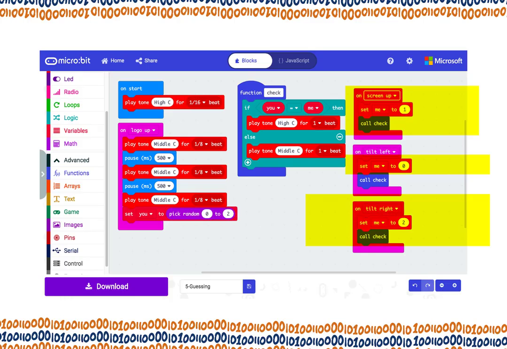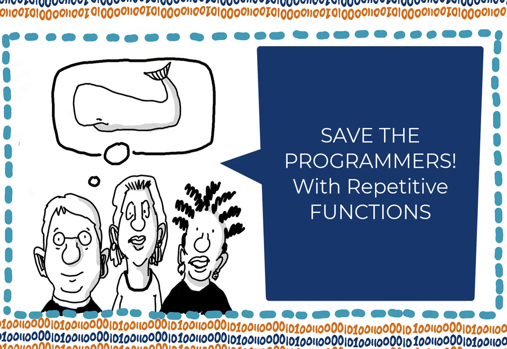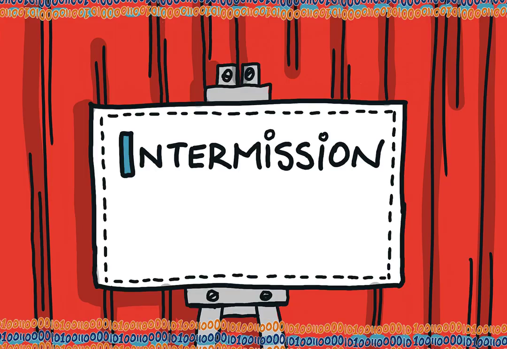Fortunately, we have this really handy check function that will do the hard work of checking the moves for us. So the code for these event handlers is now really easy. Inside on tilt left, the code needs to read me equals 0, followed by check. You can get the blue check block from the Advanced Functions palette. You should be able to work out how to fill in the on screen up and the on tilt right event handlers now. See how easy it is to keep reusing the check function? It's really neat, isn't it? Well, that's the code finished.